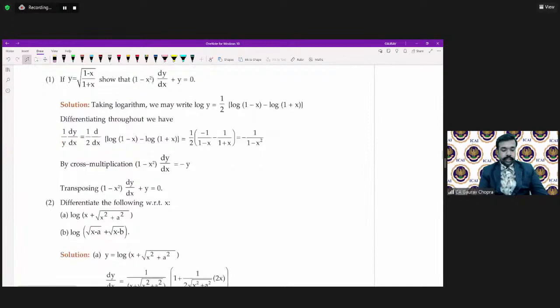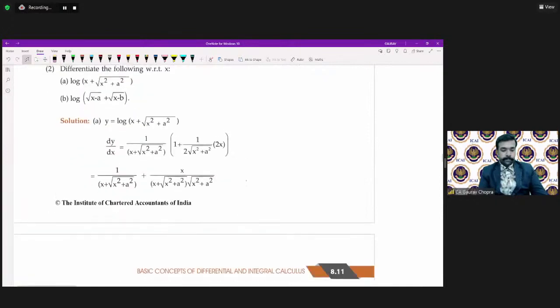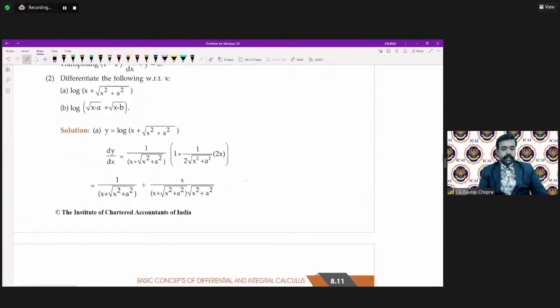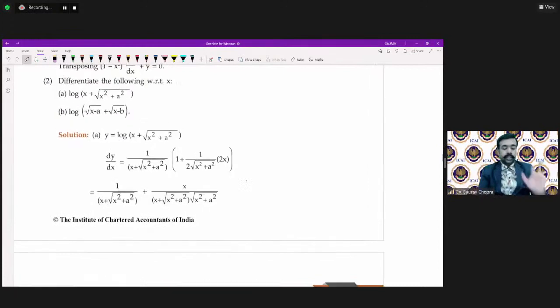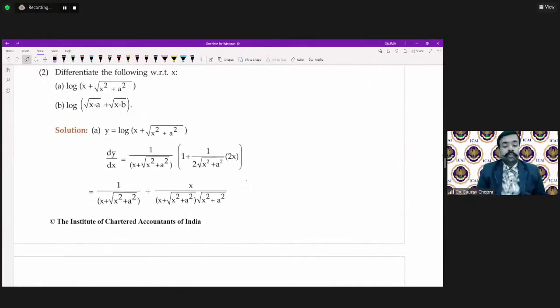Next, what are we taking? Yes, now we are doing this question. Differentiate the following with respect to x. We have to differentiate these two questions with respect to x. The first question is log of x plus root of x square plus a square.